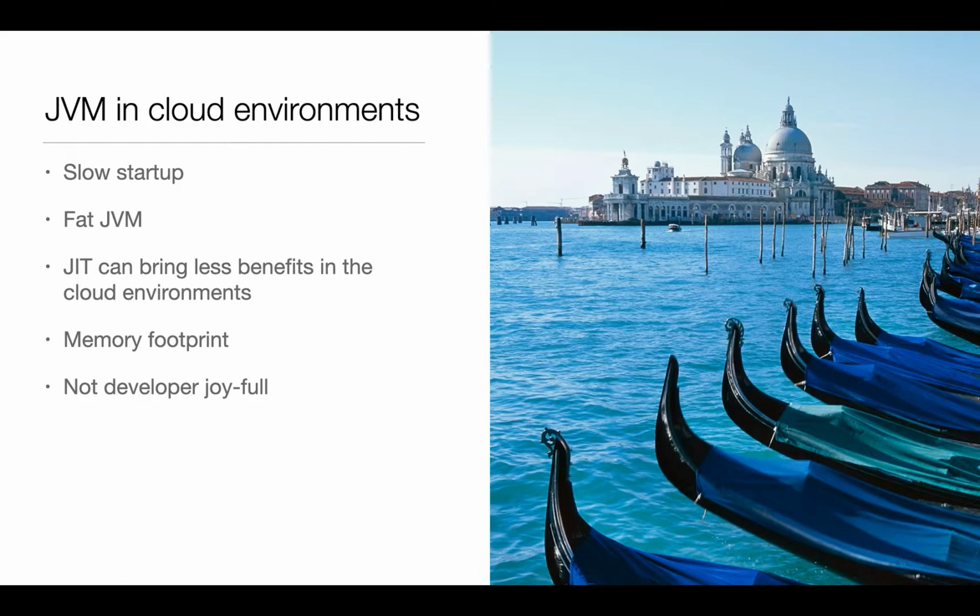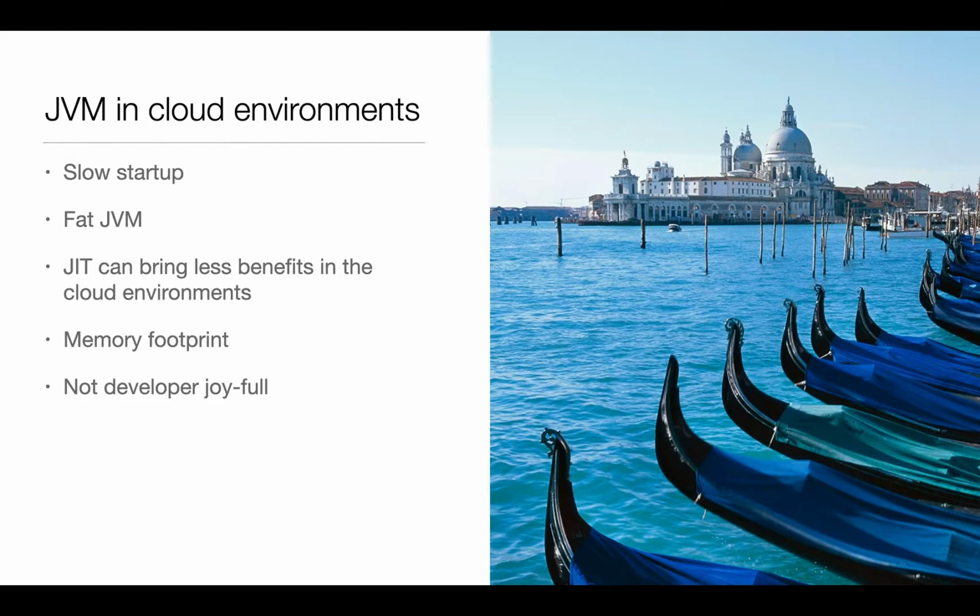For example, slow startup. JVM needs a lot of internal classes just to start itself. It has a quite large size, which means that you have not so efficient resource usage comparing with native images, and just-in-time compilation not working well in cloud environment because you have nodes that can go down at any time in cloud, and just-in-time compilation needs time to compile some hot blocks of code. And again, memory footprint. JVM is thirsty for the memory.